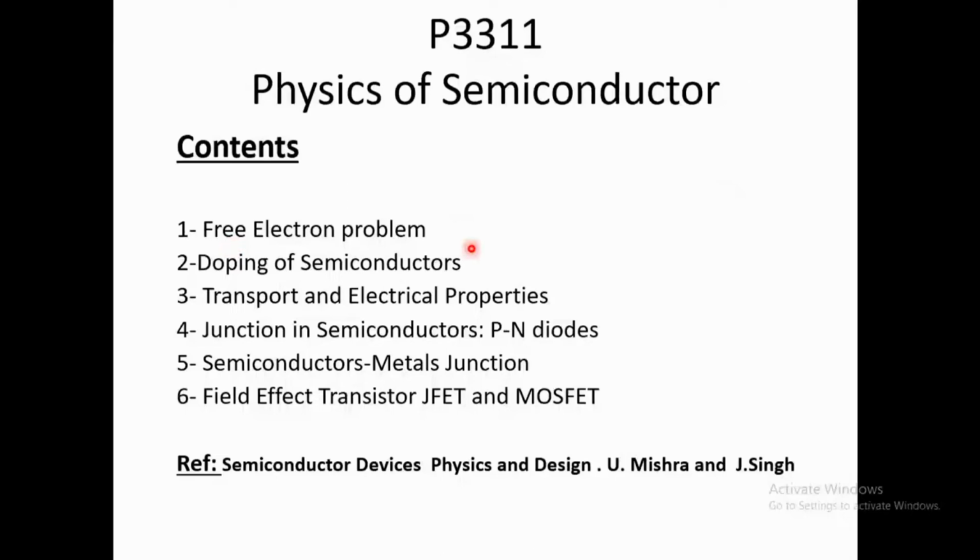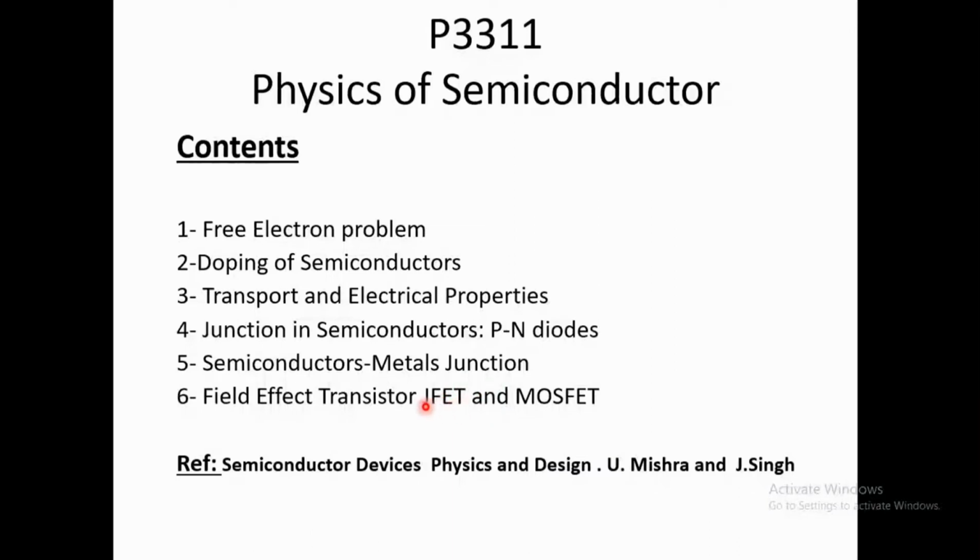The free electron problem, doping of semiconductor, transport and electrical properties, the junction semiconductor, which is the PN diode, and we will as well do the junction of semiconductor with metal, and the field effect transistor, which is similar to the bipolar junction transistor as a transistor, but it's different depending on the electric field.